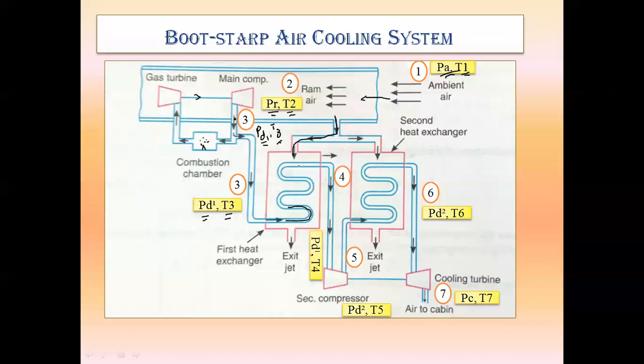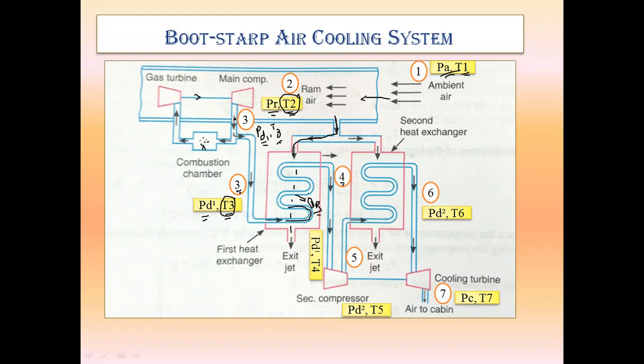Here part of the ram air will be supplied over the coil through this first heat exchanger. As the ram air has a temperature lower than the compressed air temperature, that means T2 is lower than T3, the compressed air will reject some amount of heat to that ram air at constant pressure. So the 3 to 4 process occurs inside the first heat exchanger, and process 3 to 4 is nothing but a constant pressure heat rejection process.